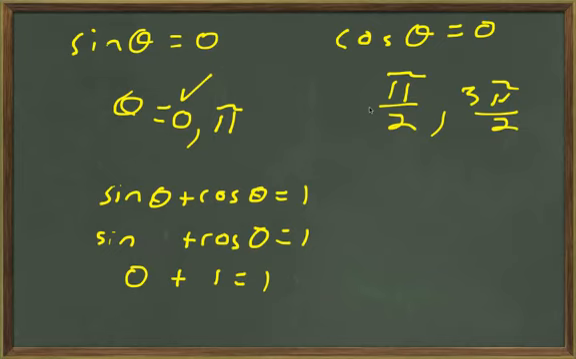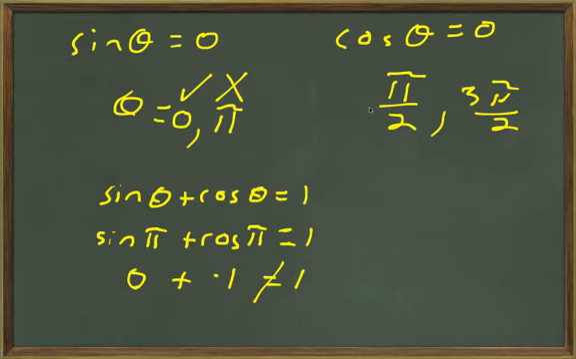Now what if we plugged in pi? We want this to equal 1. Sine of pi is 0. Cosine of pi is actually negative 1, and when you put these together, that does not equal 1, so pi is out of the question.